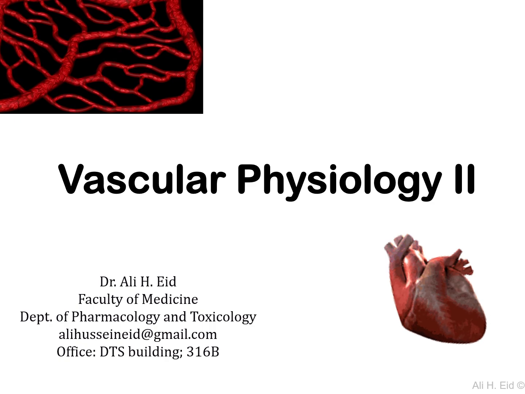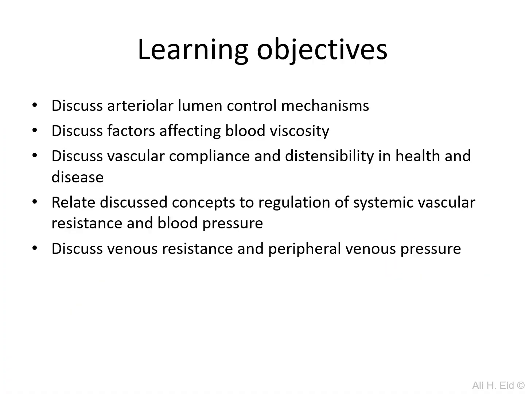Good morning, everyone. This is the second part of the vascular physiology series of lectures, and we will pick up at the place where we left off last time. We're going to be going over some of the control mechanisms that regulate arterial lumen, so the local as well as the extrinsic factors.